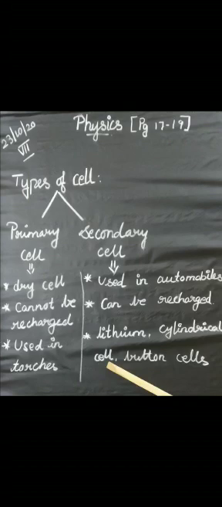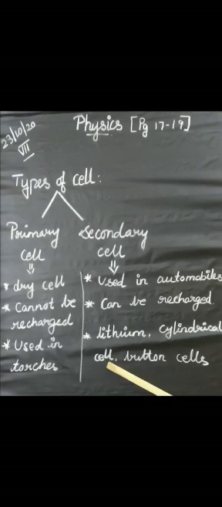So in our day-to-day life we are using many cells and batteries for the functioning of remote cars, toy cars, clocks, and cell phones. Even though we are using these devices, why are we using them? To produce electrical energy. So some of the cells are reusable and some cannot be reused again.